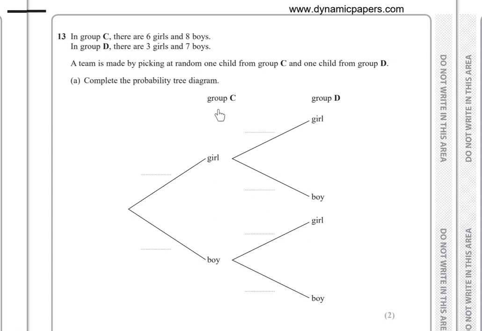For group C, probability of girl, number of girls over the total, so 6 over 14. So the probability of boys, 8 over 14. For group D, probability of girl, 3 over the total, so 3 over 10. So probability of boys, 7 over 10. Do the same with the second branch, 3 over 10 and 7 over 10.